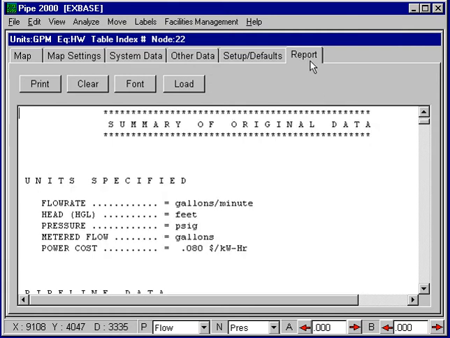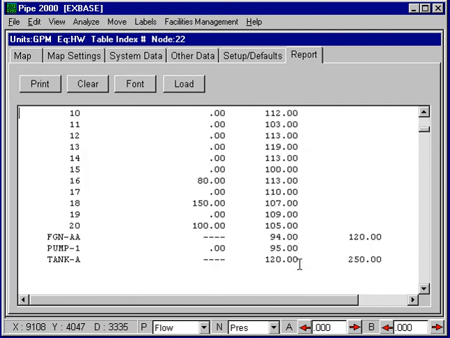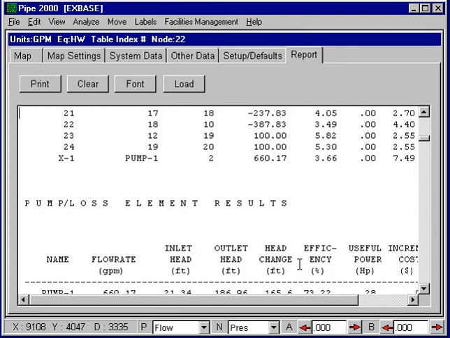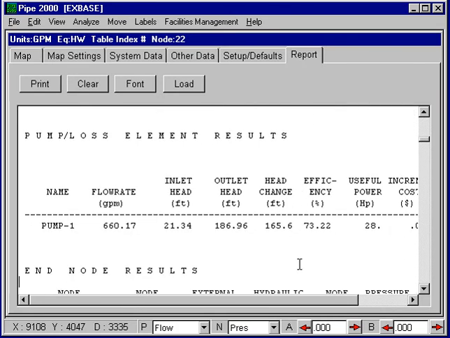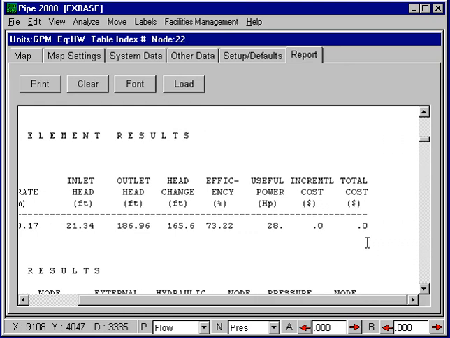For example, under the pump data, we see the efficiencies here. And then for each calculation, as we go through the calculations, we'll see that for each pump, there's calculated the efficiency of the operation, the power, the incremental costs, and we can't see all this, but we could of course go over and see it, and the total cost. And this is accumulated each hour.